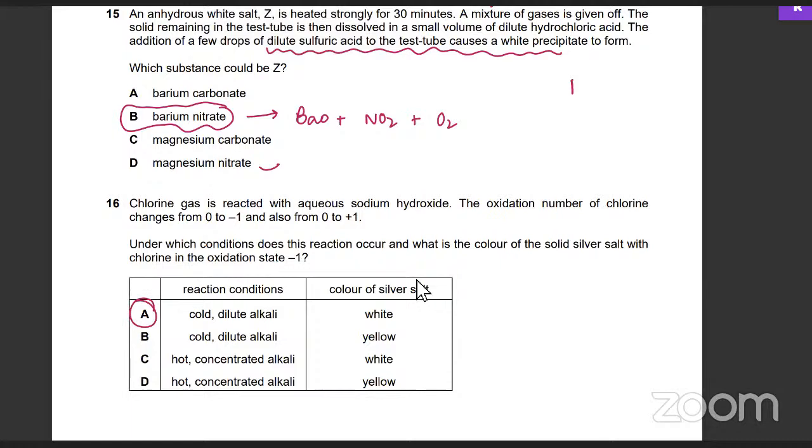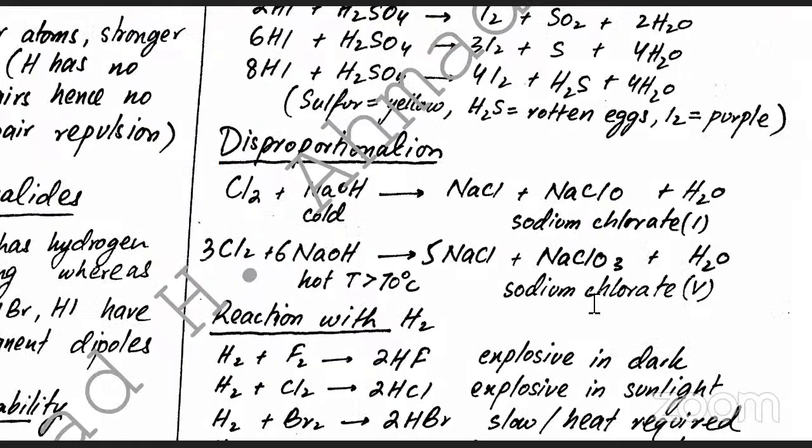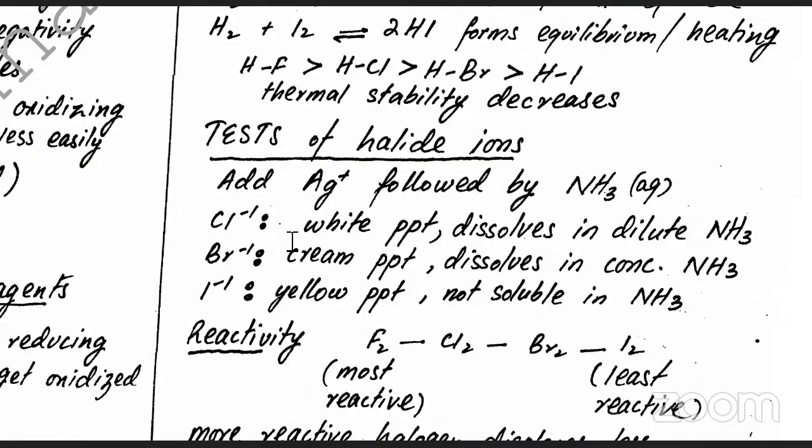And since you've got Cl-, the color of the silver salt or AgCl is going to be white. These are the tests of silver salt. Silver chloride is actually white. Bromide is a cream precipitate. With the I-, it's a yellow precipitate.